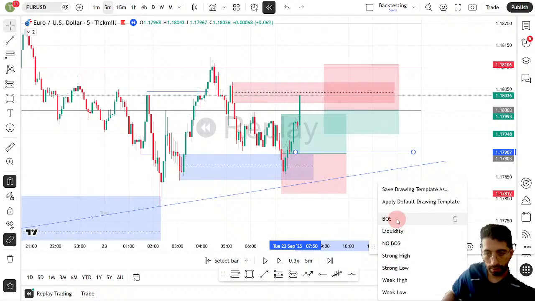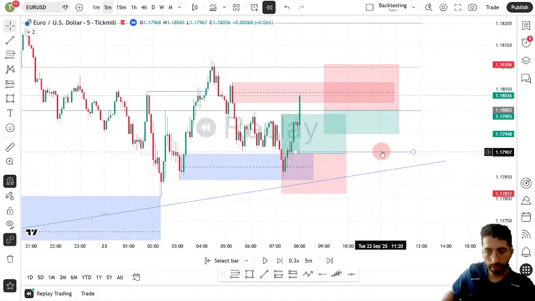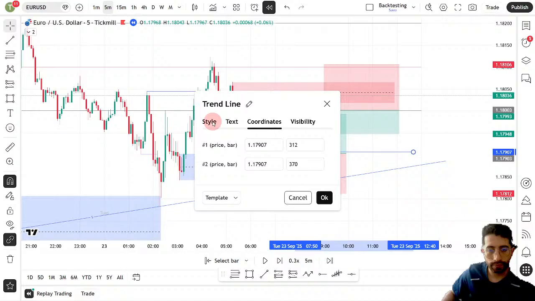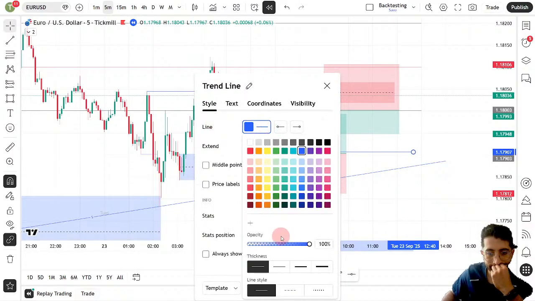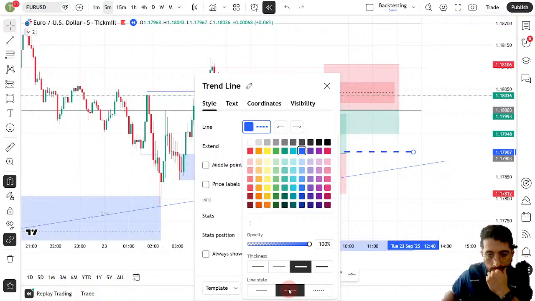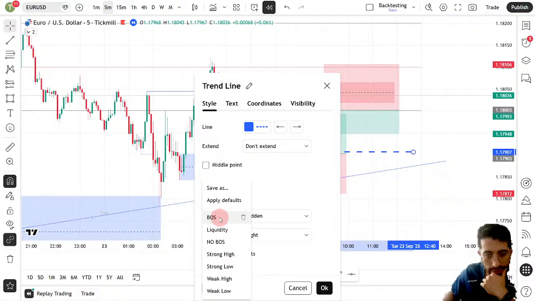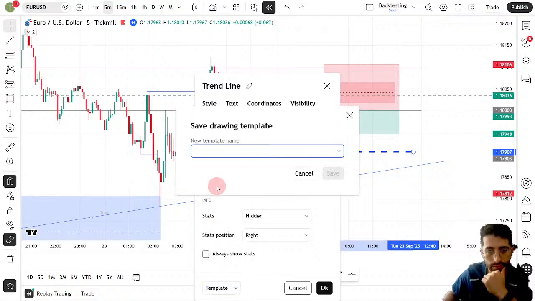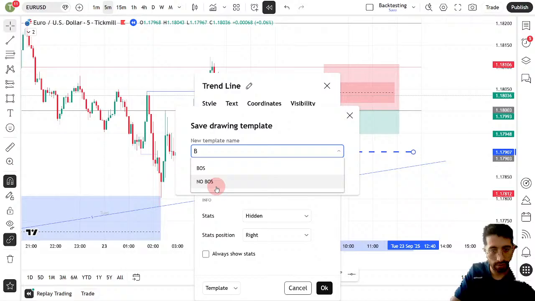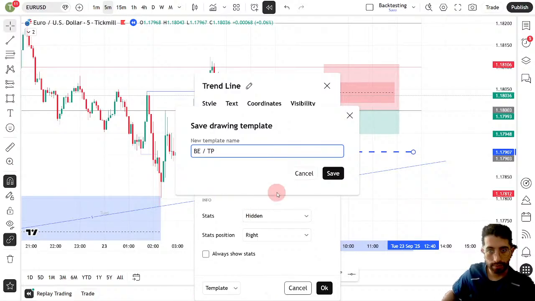What is the break even? I thought I had saved it. Well, okay, let's create a break even pattern. Let's put it thicker and let's make it dotted. Perfect. Yes. And now let's use save as. I thought I had saved this before. Yeah, break even or take profit limits. Okay, let's save it.